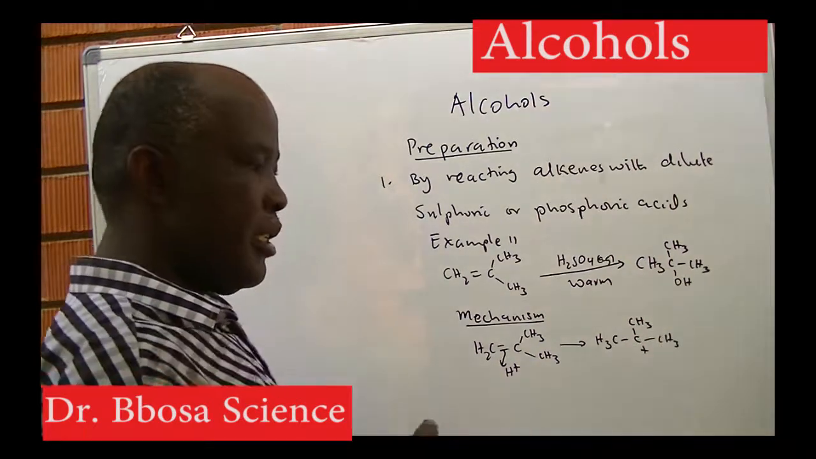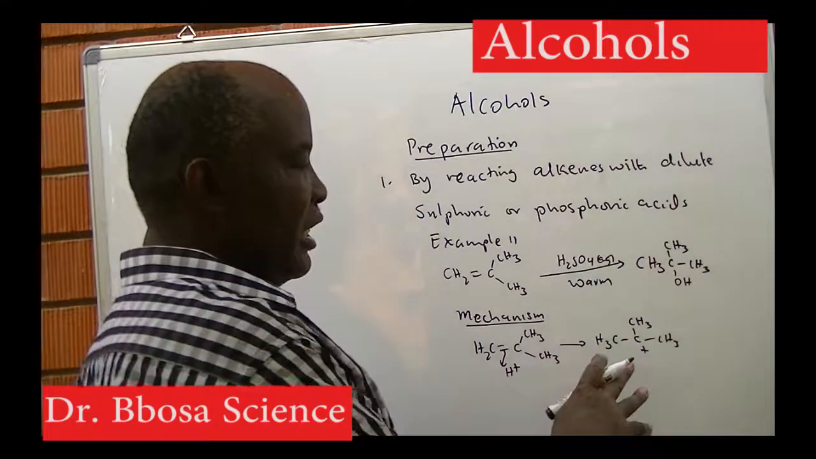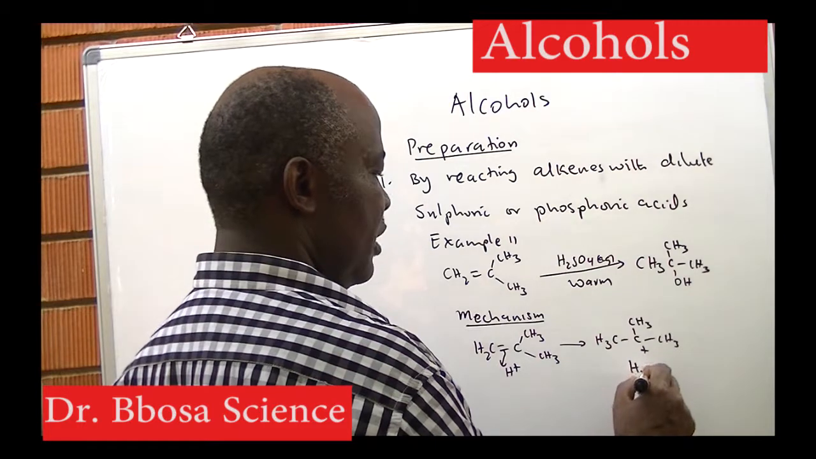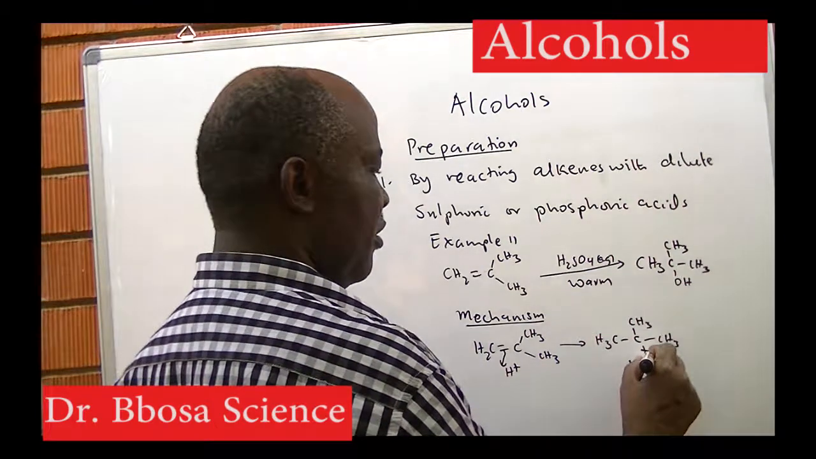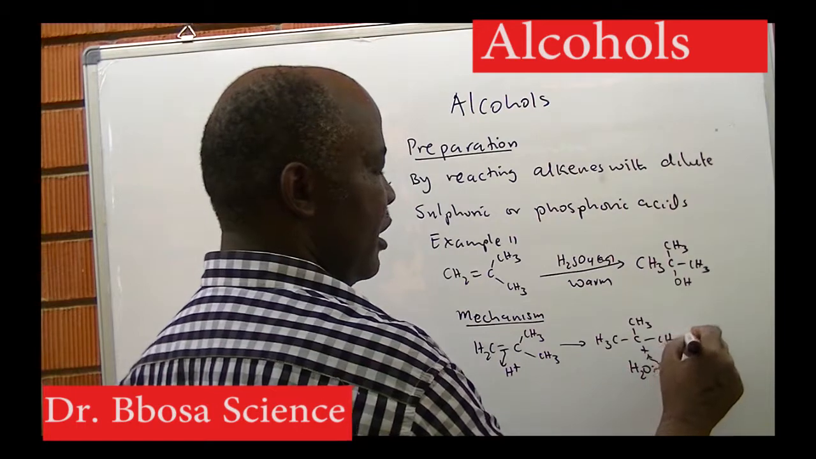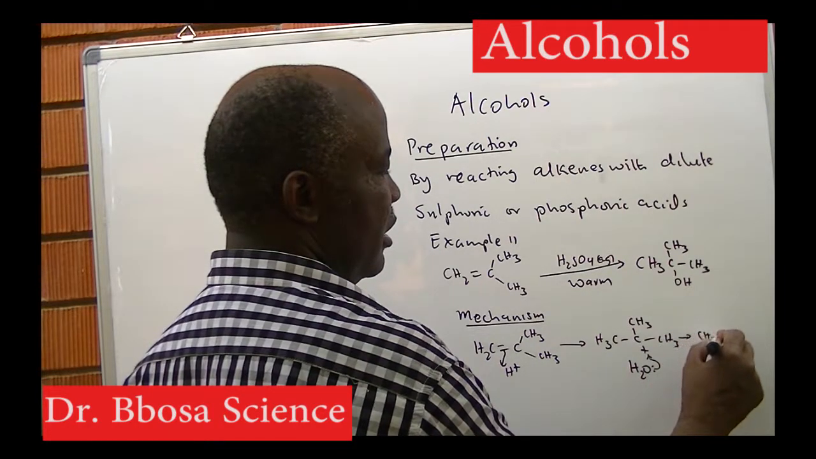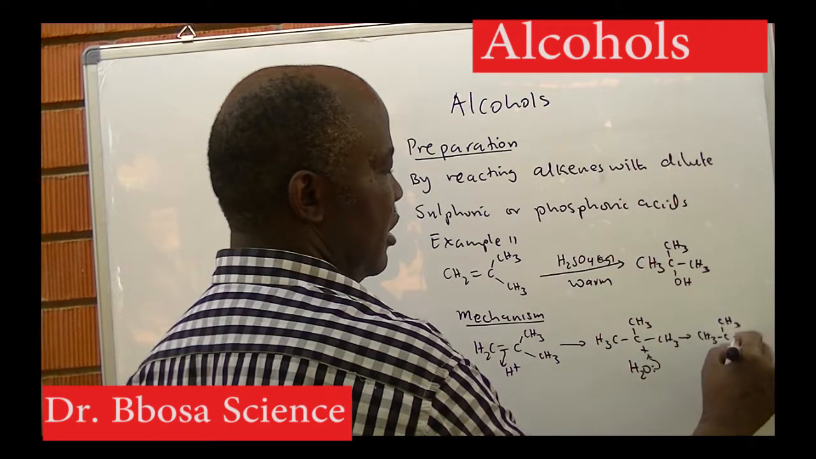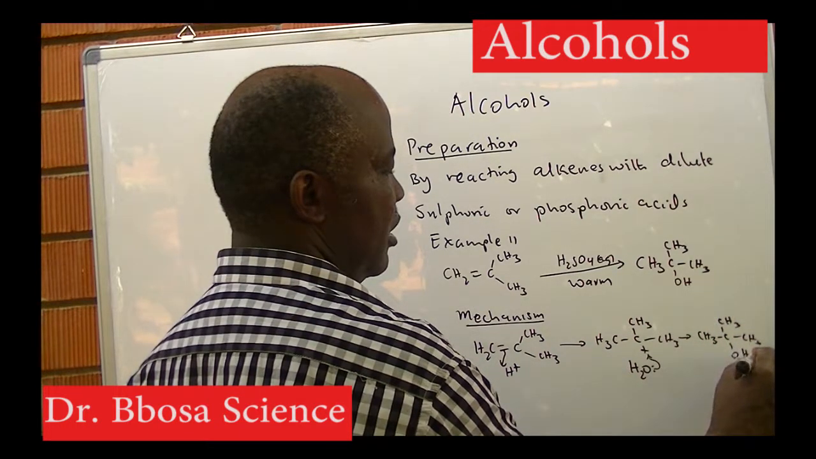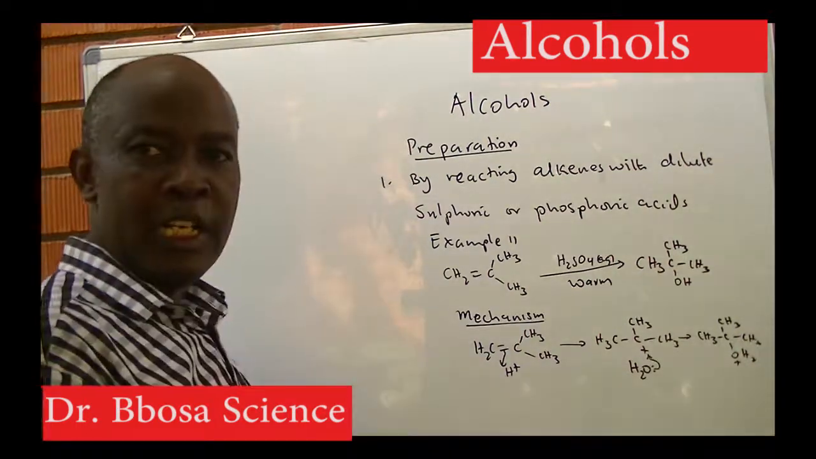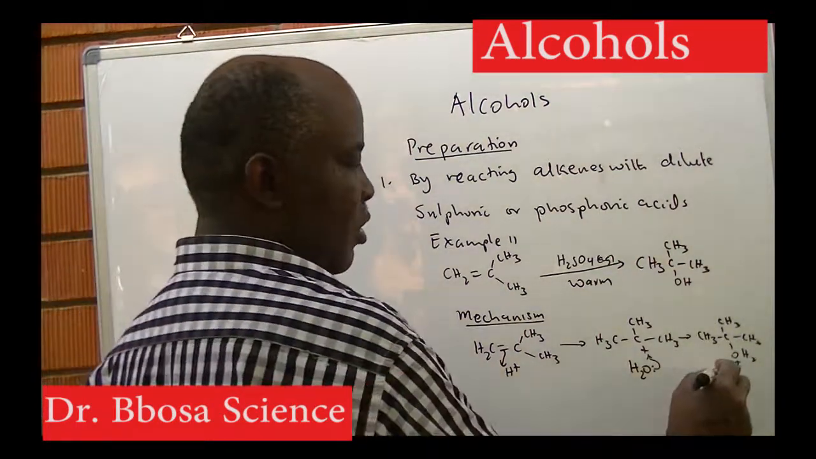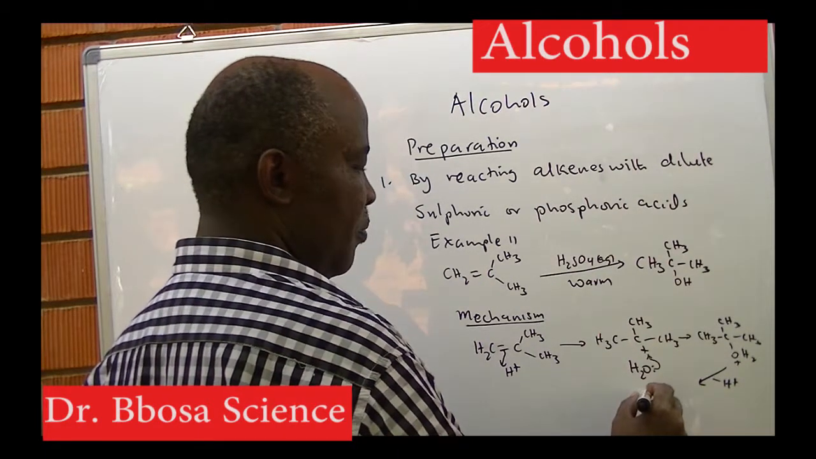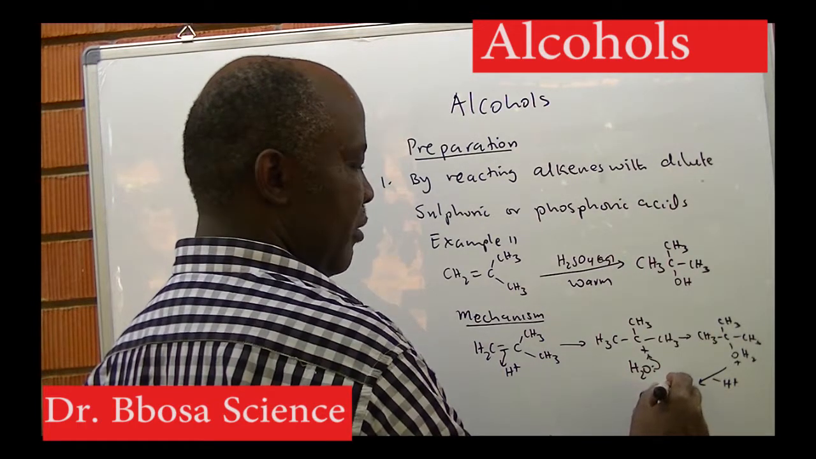A positive charge goes to the carbon atom with the least number of hydrogen atoms. Water uses a pair of electrons to react with the positive charge. We get a protonated alcohol. Loss of a proton will give you 2-methylpropan-2-ol.